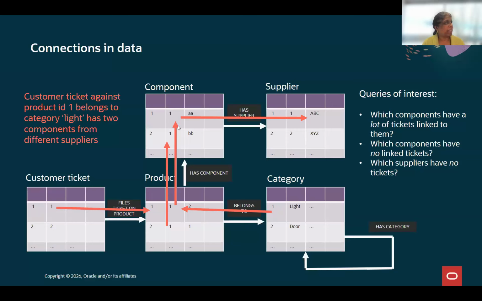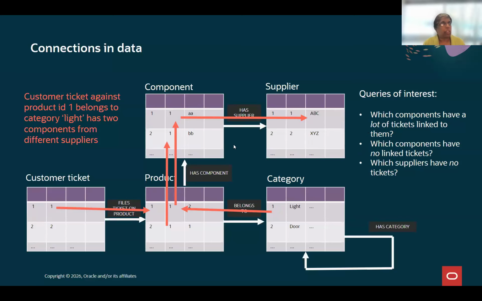And then the product has components. Let's say there are 2 components, each of them coming from different suppliers. So you can basically connect a customer ticket to a supplier. Once again, you can do this with relational queries, but it becomes more intuitive to do this as a graph and ask more questions easily, such as which components are having a lot of tickets filed against them, which are the suppliers who have no tickets, which means they're maybe building better quality products, and so on.